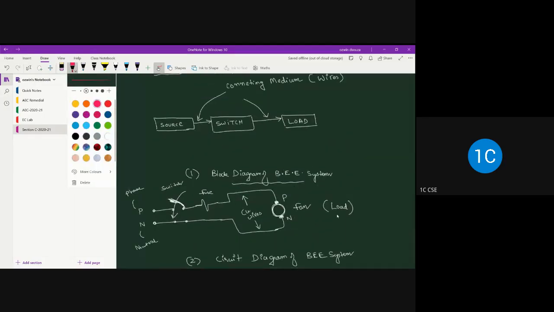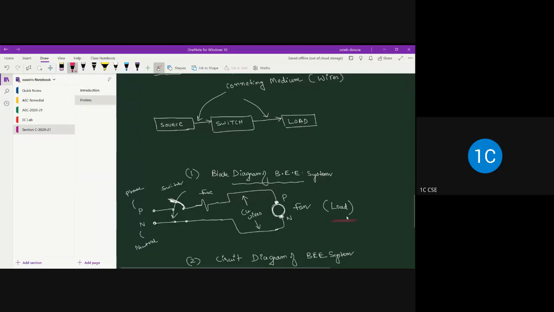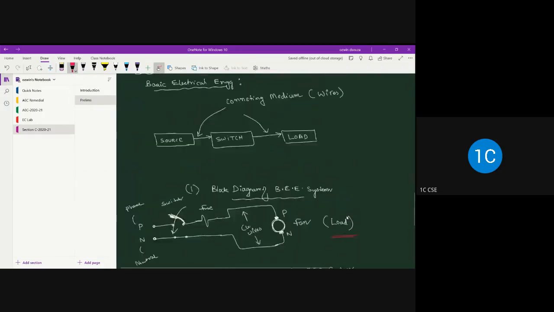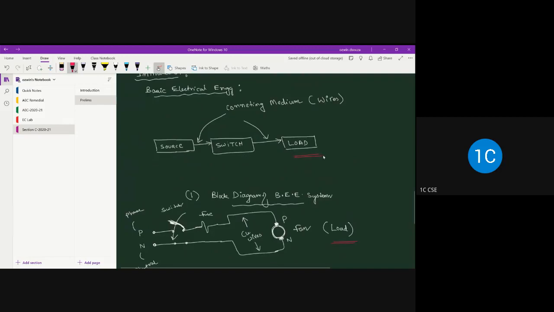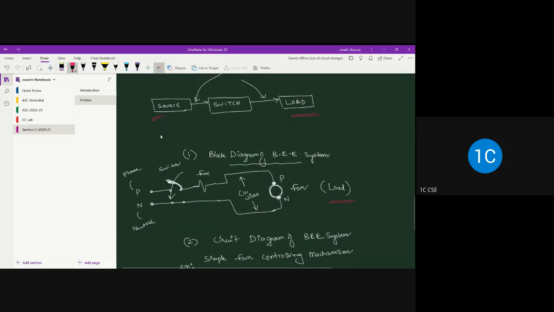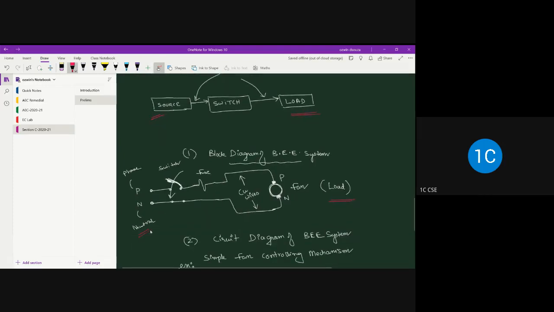Here it is. This is the load we were talking about, right? So that load is nothing but this. In the first level, we had mentioned load. That load is nothing but the fan, in the second level explanation. And the source we spoke about, right? We spoke about source, and that source is over here.